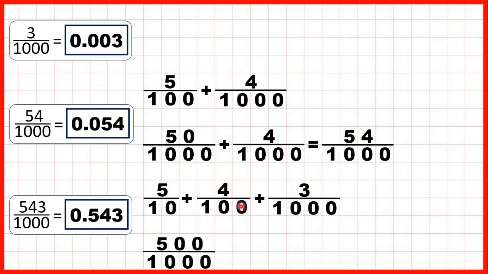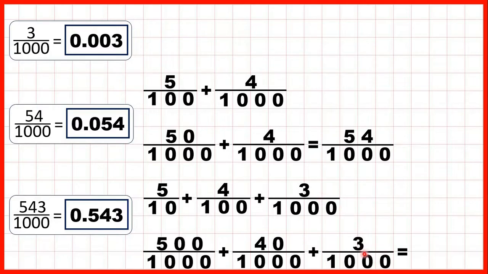Now, instead of adding 4 hundredths, we can add 40 thousandths. These fractions are equivalent because 100 times 10 is 1,000, and 4 times 10 is 40. So now we can add the 3 thousandths, the 3 that's in our thousandths column, because we now have denominators that are the same. So the denominator stays the same in our answer, and 500 plus 40 plus 3 is 543. So that's why we can write this fraction as a decimal with 5 in our tenths, 4 in our hundredths, and 3 in our thousandths.